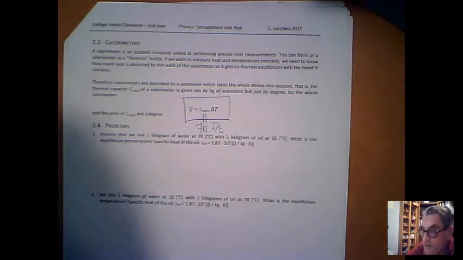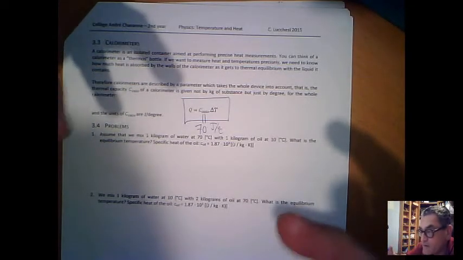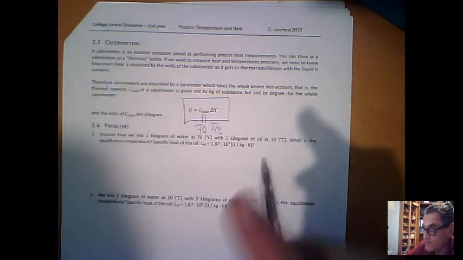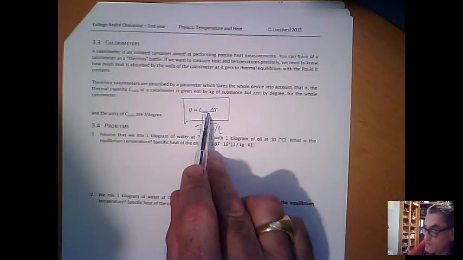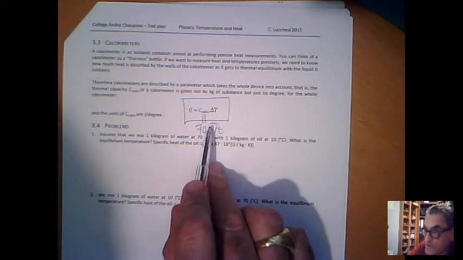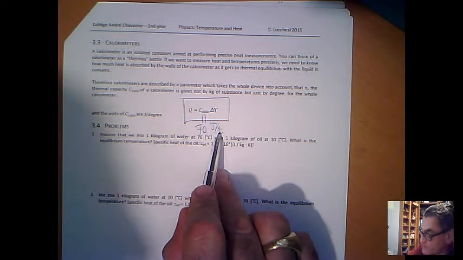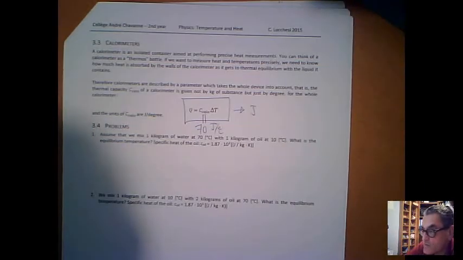But it's not per kilogram, because this is accounting for the whole calorimeter, okay? You don't need to weigh the calorimeter. It's just given on the calorimeter. And so this specific heat for the calorimeter is given in joules per degree, not joules per kilo per degree like the C we had before. And the delta T is in degrees. And so the heat is going to be given in joules. Okay? So when you have a calorimeter, you just have one more term in the equation.